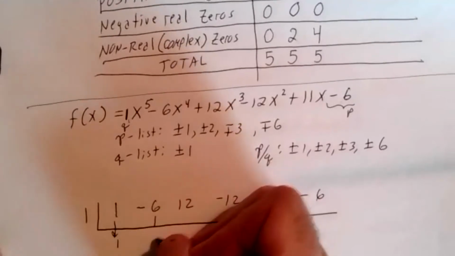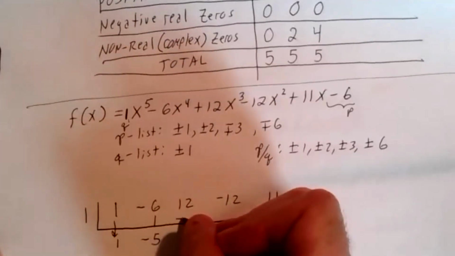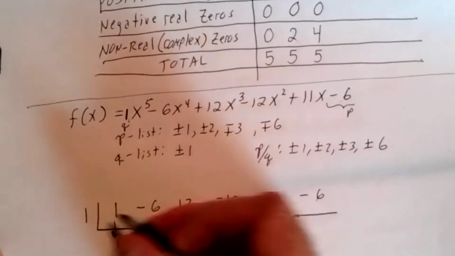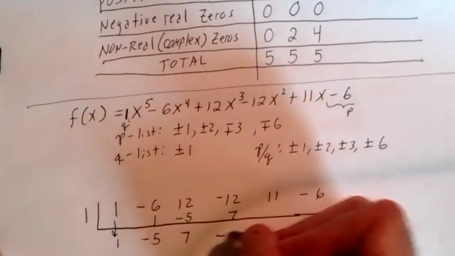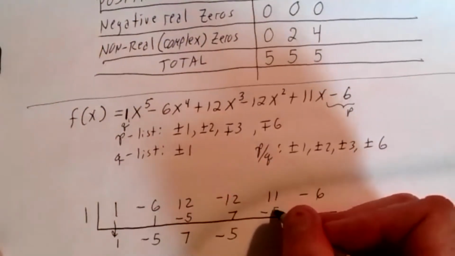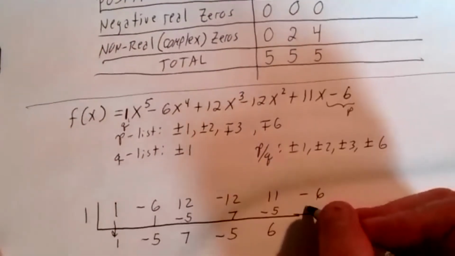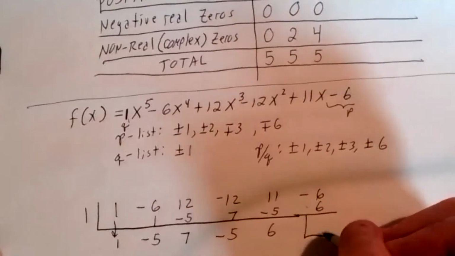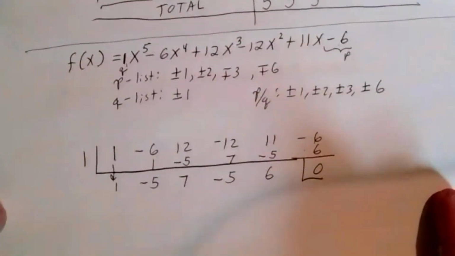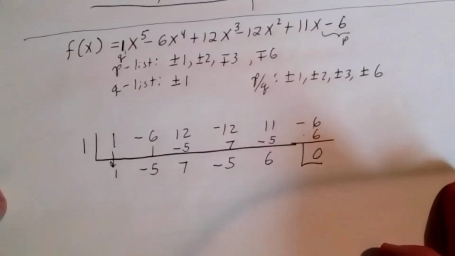One times one is one, add, you get -5, multiply, you get -5, add, you get 7. 1 times 7 is 7, add, you get -5, multiply, you get -5, add, you get 6, multiply, you get 6, add, you get a remainder of 0. Everybody see that there? You gotta love synthetic division. Look at how quick it is. It's a lot quicker than long polynomial division.